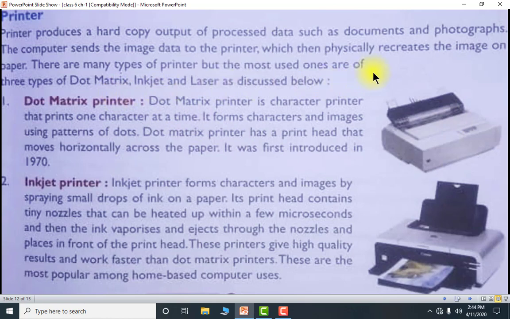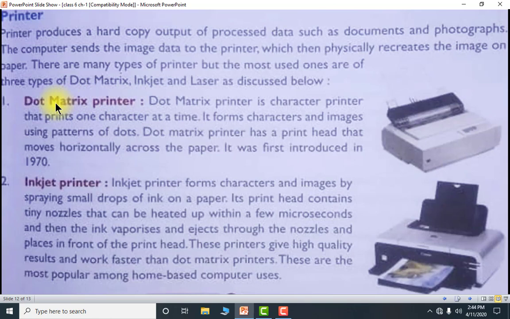Basically, we have two types of printers: impact printers and non-impact printers. Impact printers are those printers which create sound whenever they do any printing, and non-impact printers will not produce any sound. So this dot matrix printer is an example of an impact printer, and inkjet and laser are examples of non-impact printers.